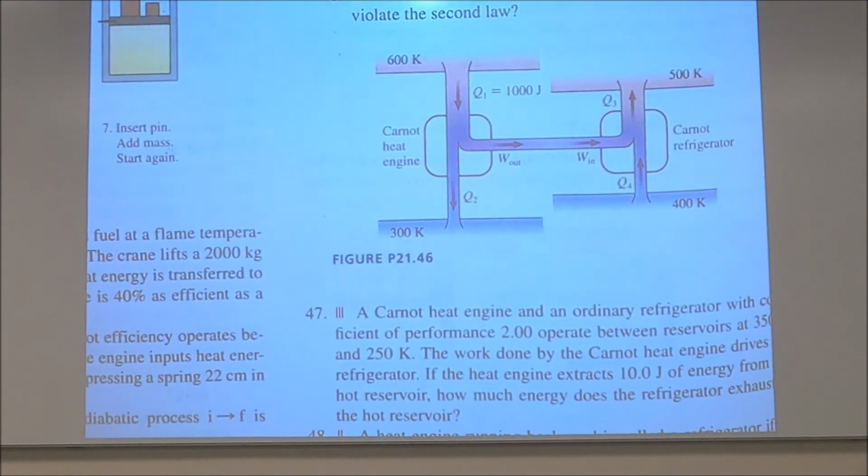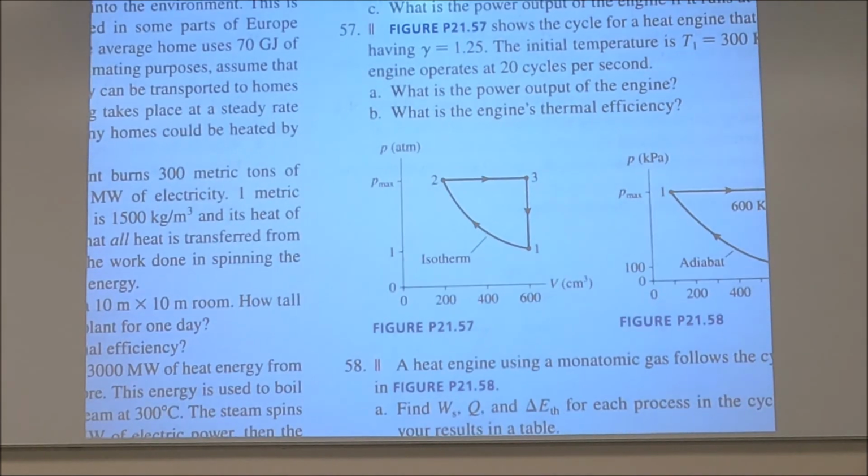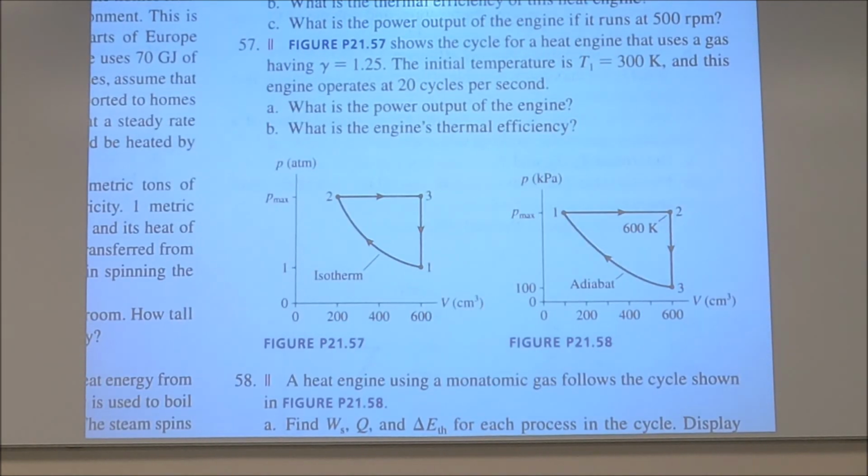Now, if I look at problem 57, it says, figure 21.57 shows the cycle for a heat engine that uses a gas that has a gamma equal to 1.25. The initial temperature T equals 300 K, and this engine operates at 20 cycles per second. What is the power output of the engine?